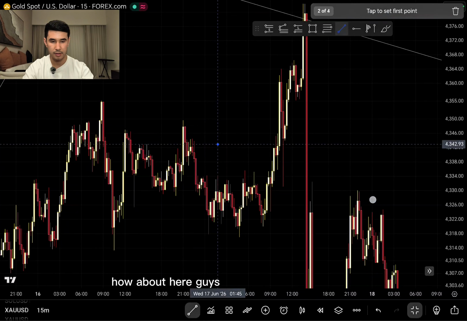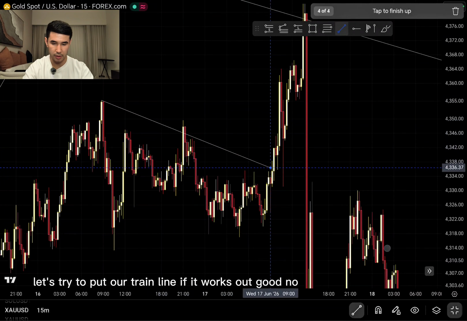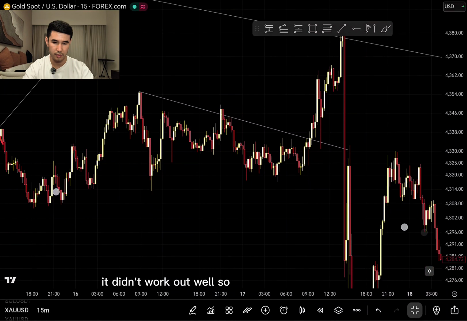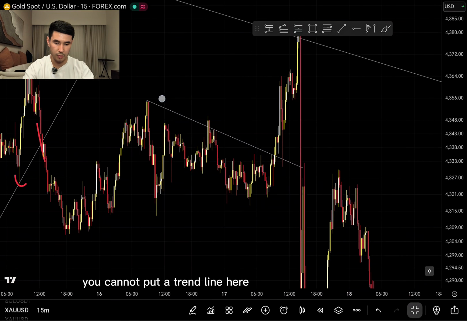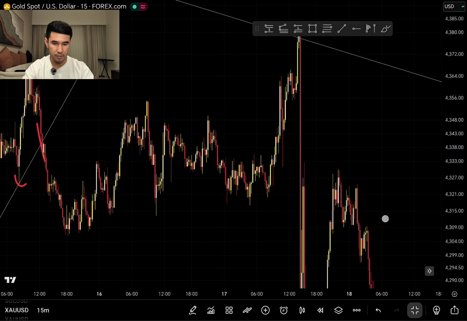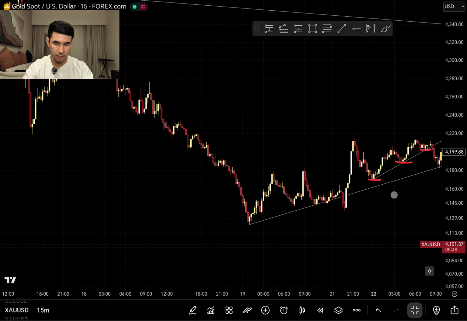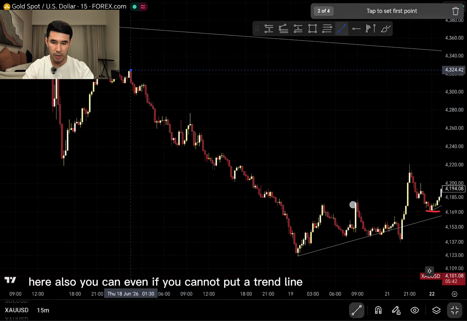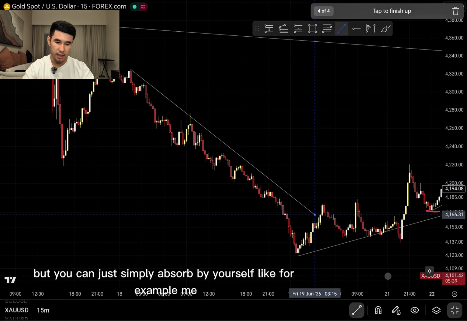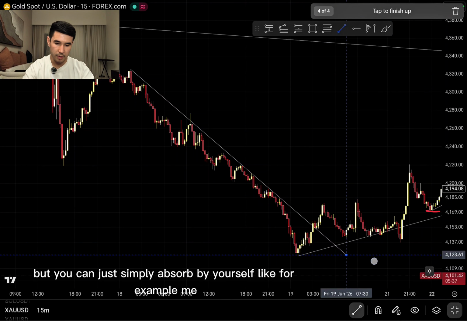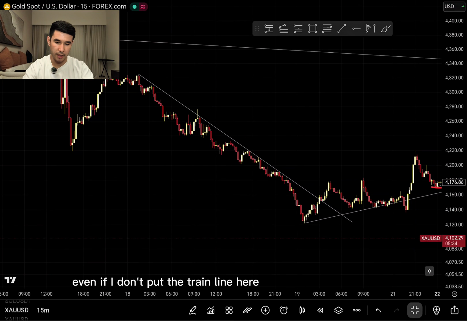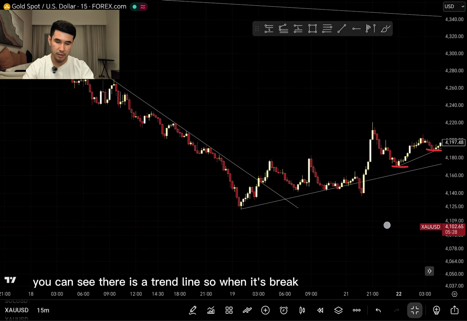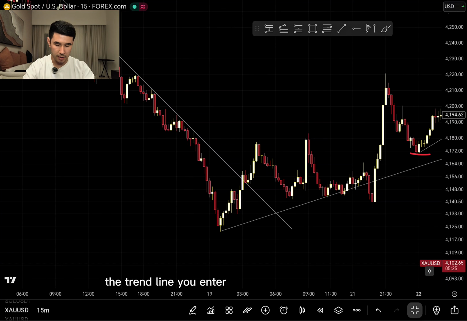How about here, guys? Let's try to put our trend line and see if it works out. Good. No, it didn't work out well. So you cannot put the trend line here. Here also, even if you cannot put a trend line, you can just simply observe by yourself. For example, me, even if I don't put a trend line, here you can see there's a trend line. So when it breaks the trend line, you enter.